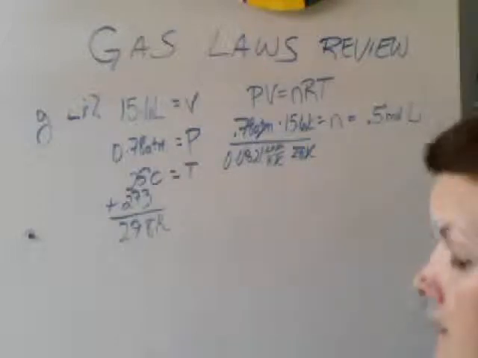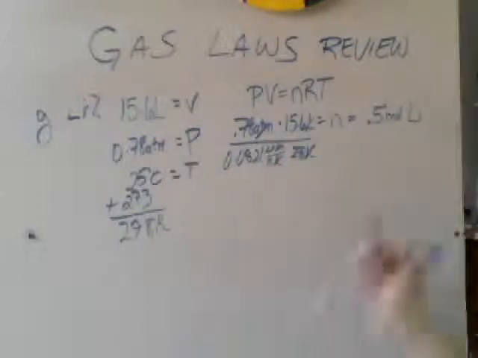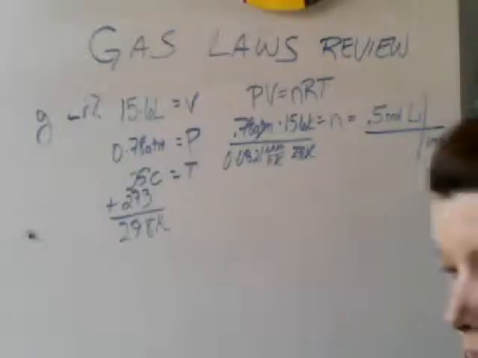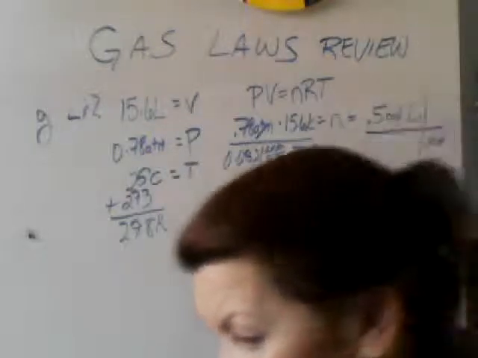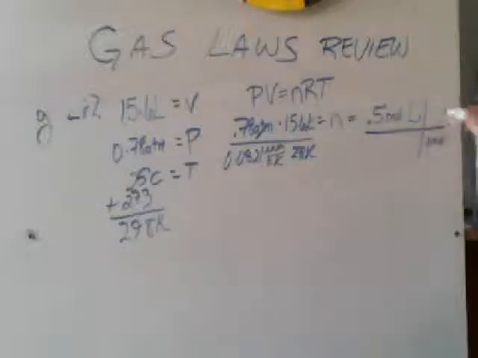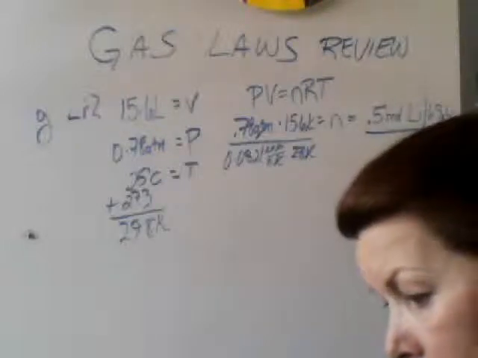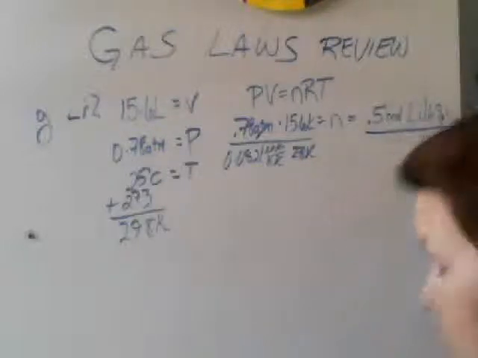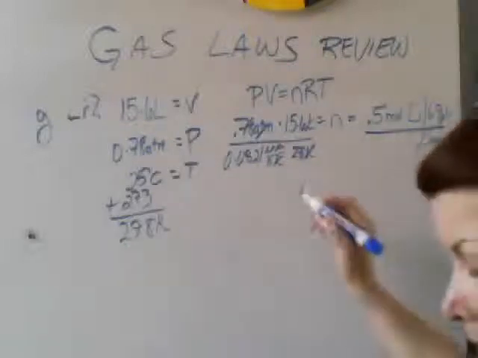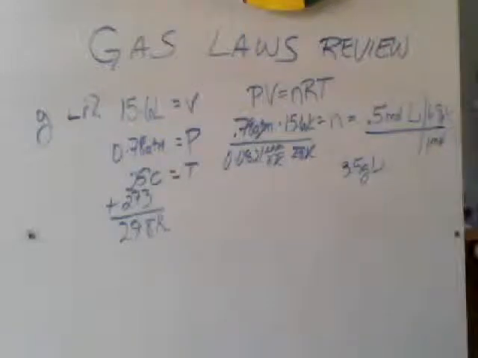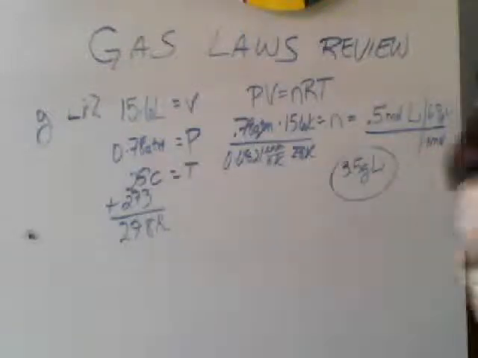But the question asked for how many grams of lithium gas we had, so we want to convert that to grams by our conversion table. In 1 mole, we look at our friend Mr. Periodic Table and we see that there's 6.9 grams of lithium in every mole, so we multiply and we get 3.5 grams of lithium gas as our answer.